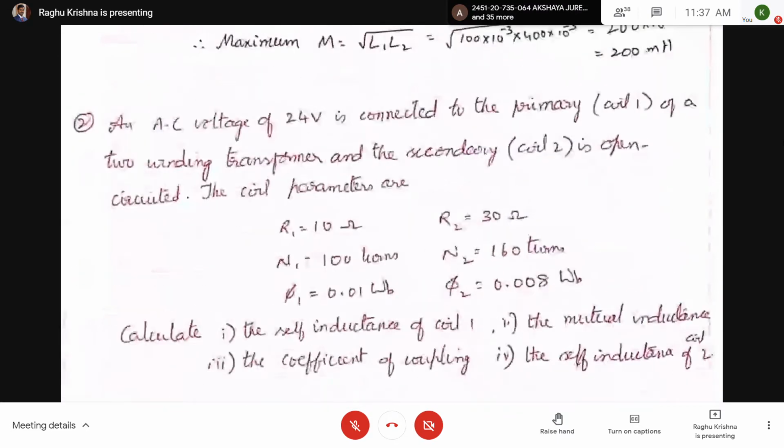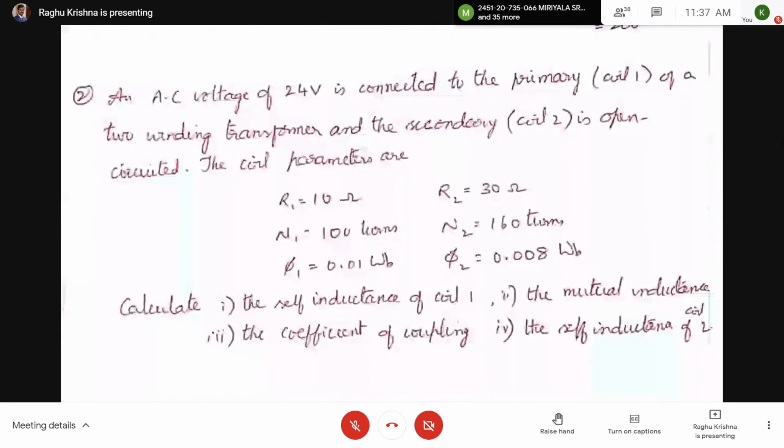So next, let us see another problem. An AC voltage of 24 volts is connected to the primary, that is coil 1 of a two-winding transformer. So here in a transformer, the working principle is mutual inductance. Here, a two-winding transformer and the secondary coil is open circuited. The coil parameters R1, R2, N1, N2, Phi1, Phi2 are given. So you have to calculate the self-inductance of coil 1.